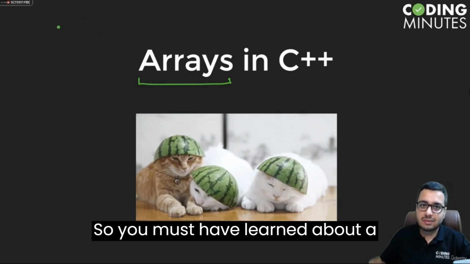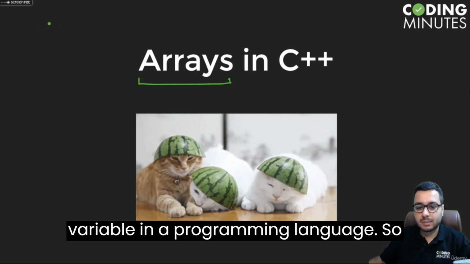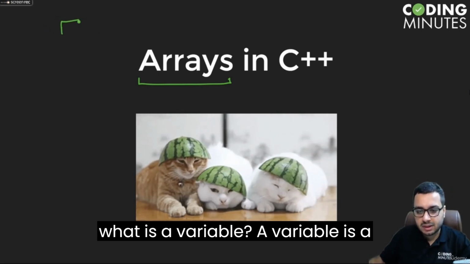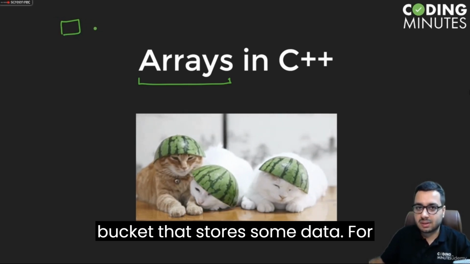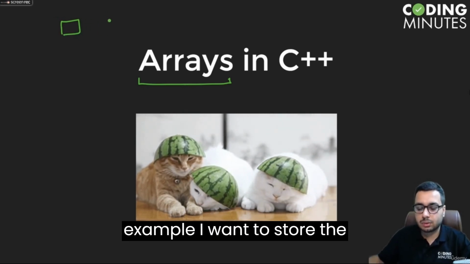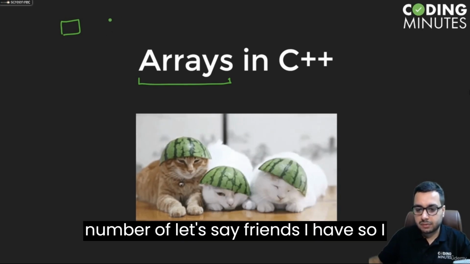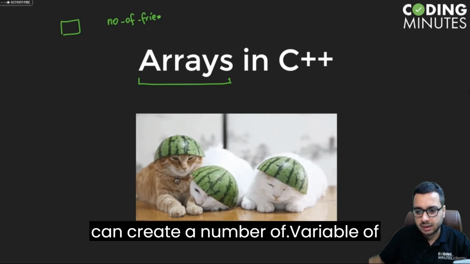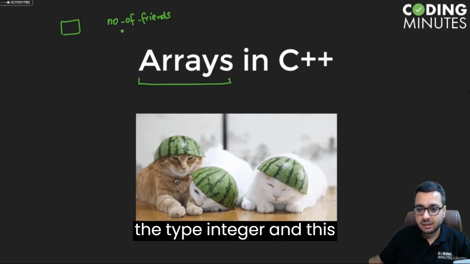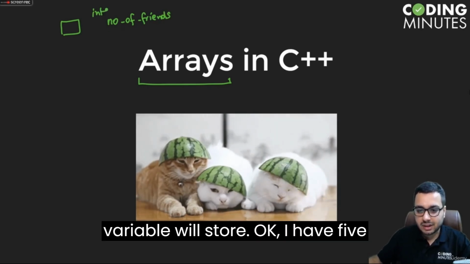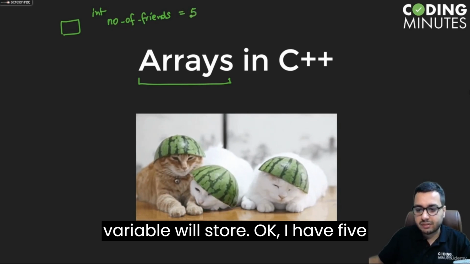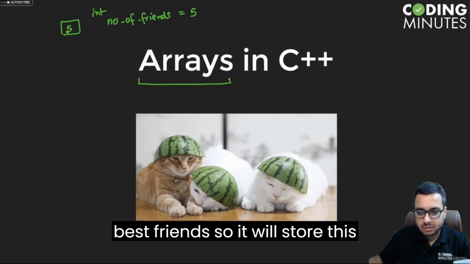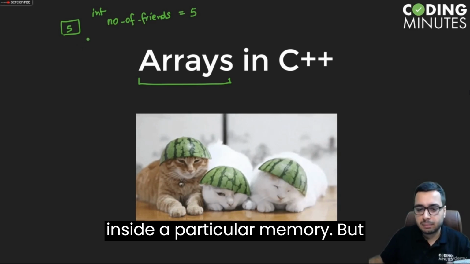You must have learned about a variable in a programming language. So what is a variable? A variable is a bucket that stores some data. For example, I want to store the number of friends I have. So I can create a variable of the type integer, and this variable will store, okay, I have 5 best friends, so it will store this inside a particular memory.